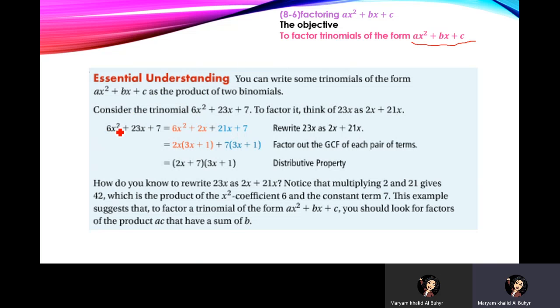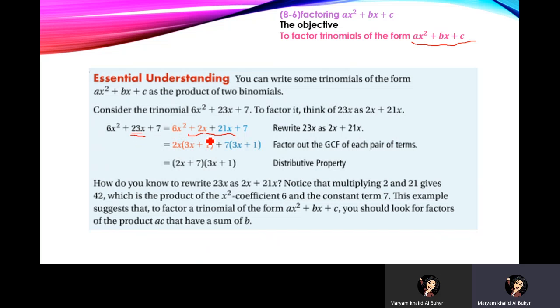If you notice, in 6x to the power 2 plus 23x plus 7, you can separate this 23x like this, am I right? You can separate it into 2x plus 21x. So once you add them, you will go back to 23. So I did not do anything, I just factored this 23.